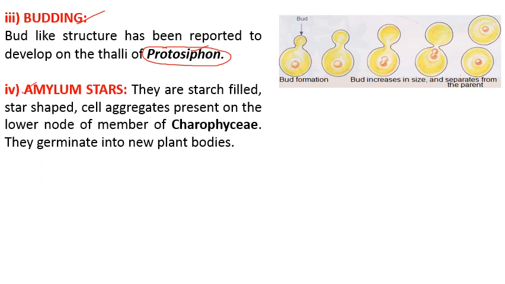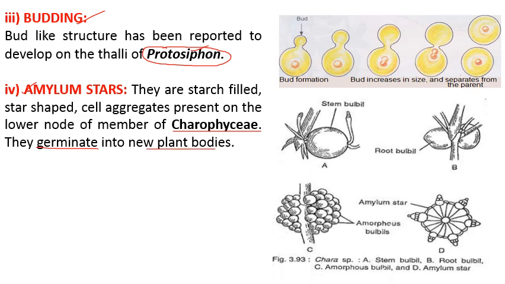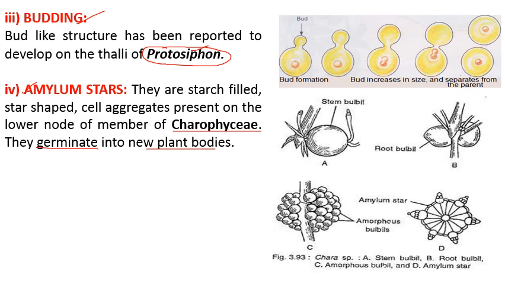Next comes amylum stars. So these are starch-filled, star-shaped cell aggregates present on the lower node of members of family Charophyceae. In the lower nodes of Charophyceae members, these star-shaped structures are called amylum stars. They also germinate and can give rise to new plant bodies. This is found in the family Charophyceae, and they also help in vegetative reproduction.